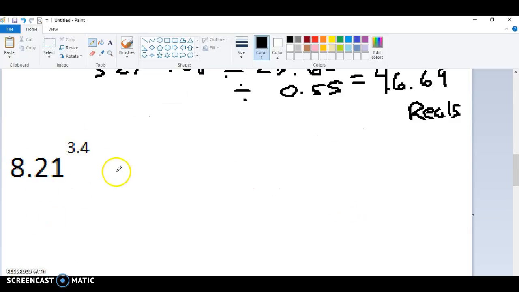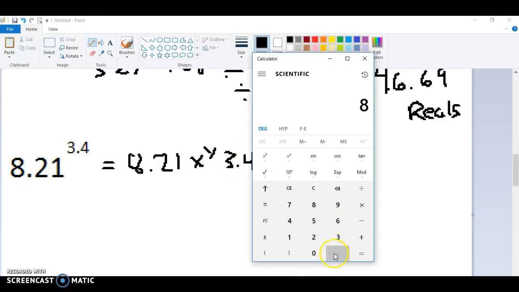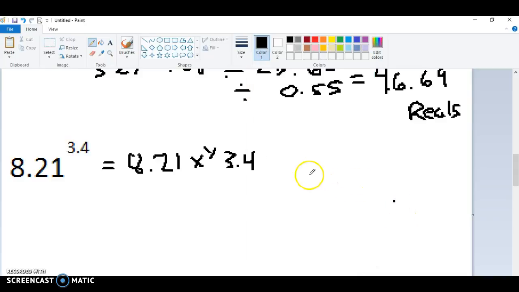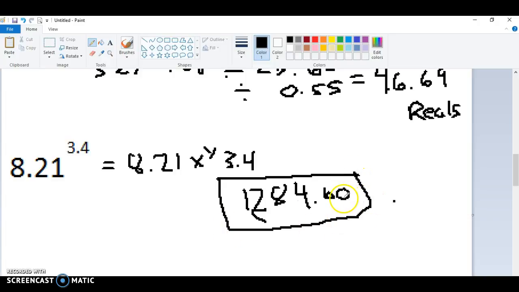This last one here, again, we're just going to put this in the calculator. So I'm going to hit my XY button on my calculator, and then put 3.4 in. So I have 8.21 to the XY button of 3.4, and we have 1,284.60. So 1,284, we're going to round, so 0.60, and then that would be our number there.